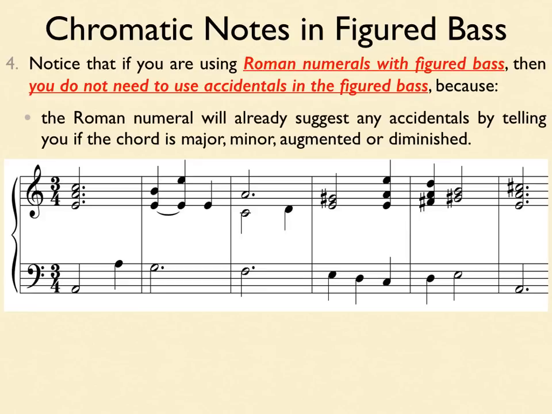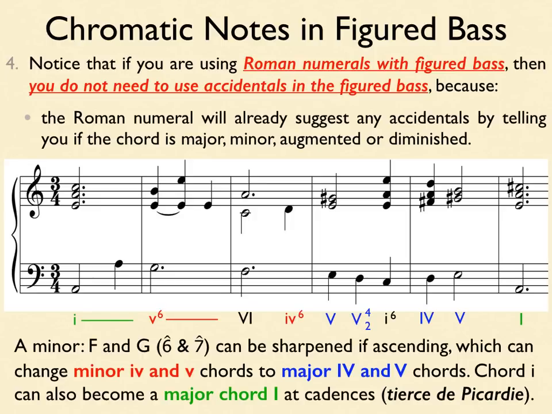So here is what this piece will look like now with Roman numerals and figured bass together. And as you can see, probably the most obvious change, well for me the most obvious change, is if you look at the last two bars, you have those chords 4, 5, 1, again very common chord progression, 4, 5, 1 to end a phrase or end a piece of music. But each one of those chords is a major chord, so they're capital Roman numerals. That's why you do not need to put any sharps in the figured bass.